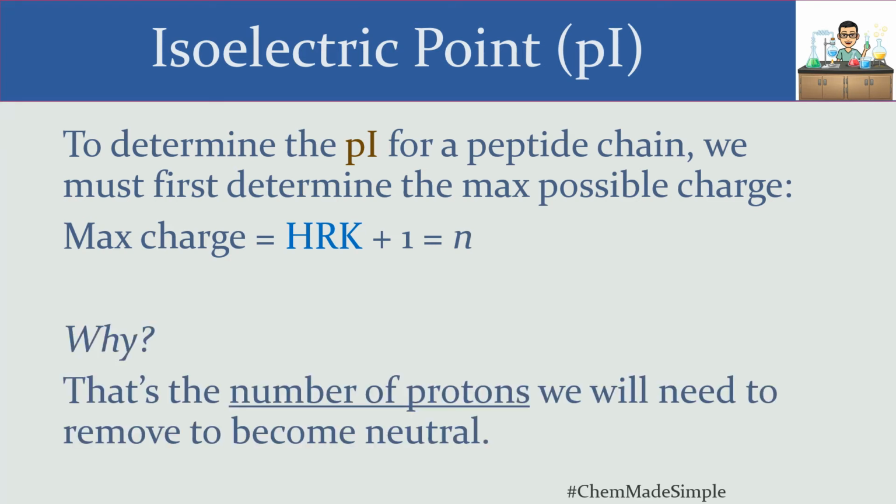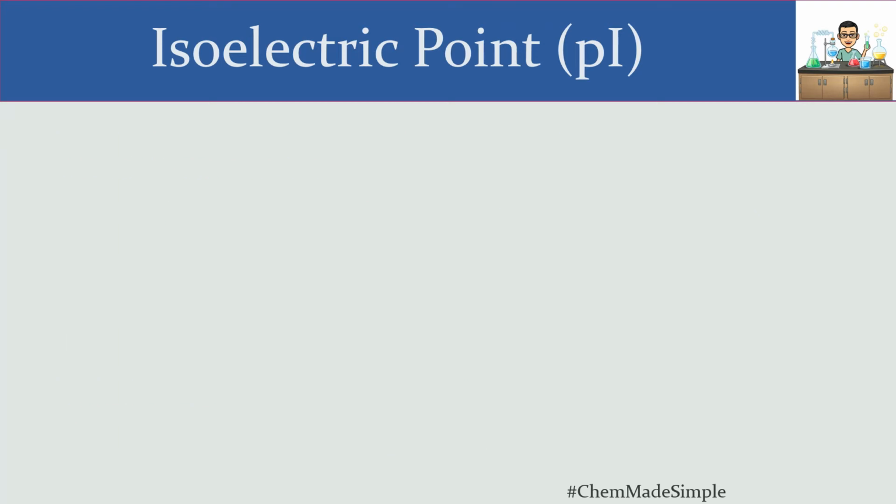The reason that I want to determine my maximum possible charge is that it gives me an idea of how many protons I need to remove in order to become neutral. For example, let's say that my maximum possible charge is a +5. In order to become neutral, I would need to remove 5 protons from that peptide chain to get me back to 0. When we say neutral, it means that we need to have a 0 charge. But each of these histidines and arginines and lysines and the N-terminus provides positive charge instead. So by determining the maximum possible charge, I can figure out how many protons I need to remove in order to get back to neutral.